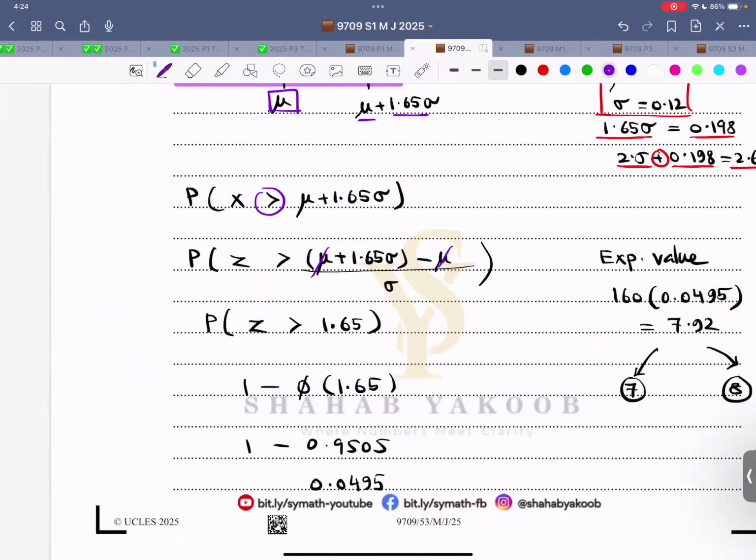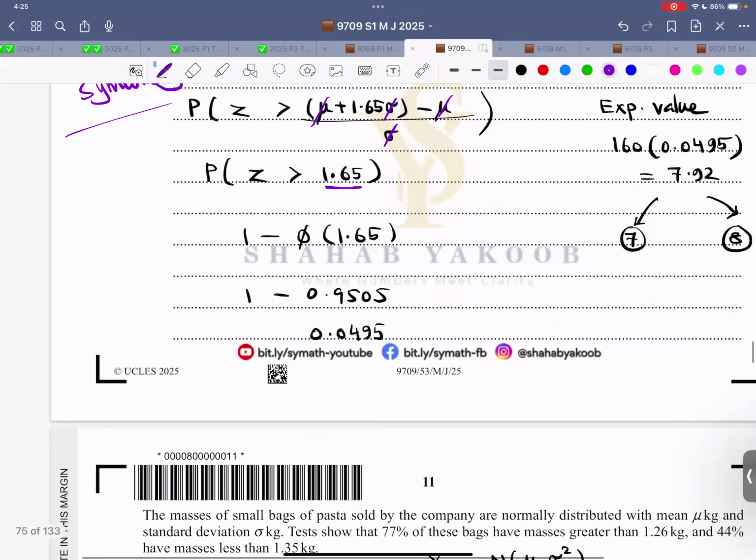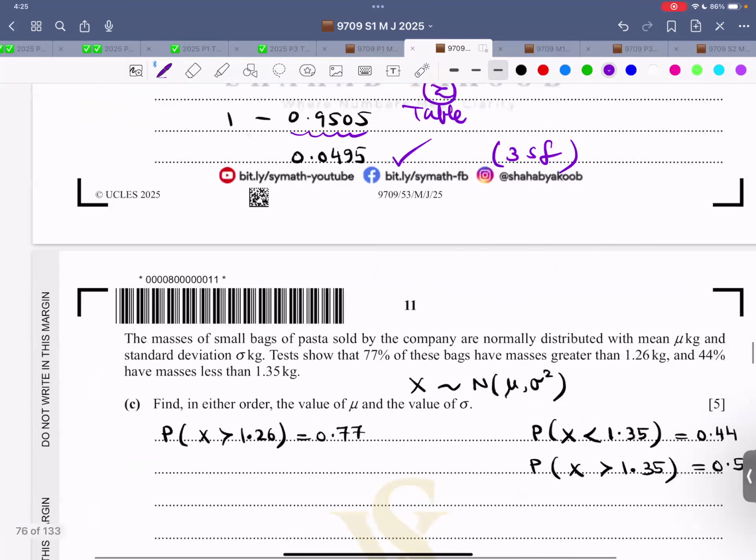This mu and this mu cancel out, this sigma and this sigma cancel out. So I have worked symbolically and still I'm getting the same thing. So this symbolically is the better way in my view. Z greater than this thing, that is rule number 2 that you apply. And then you get this value from the Z table, and then you subtract, and then you get this answer. Make a habit of writing 3 significant figures because this is already rounded off. So now this thing is done.